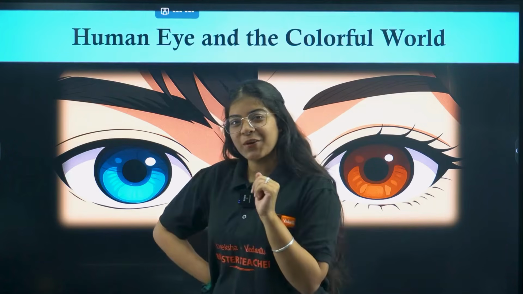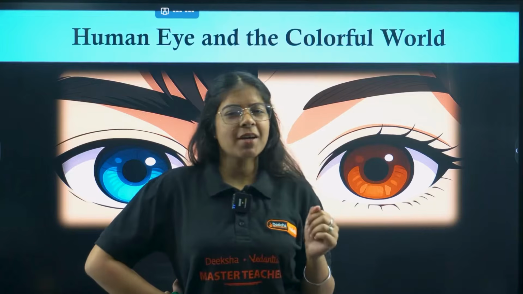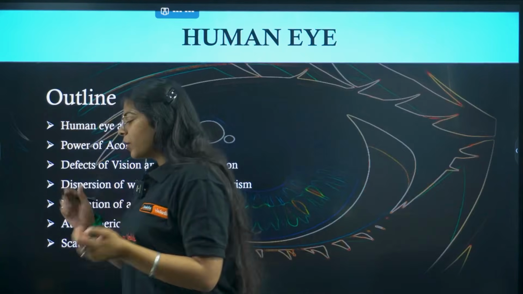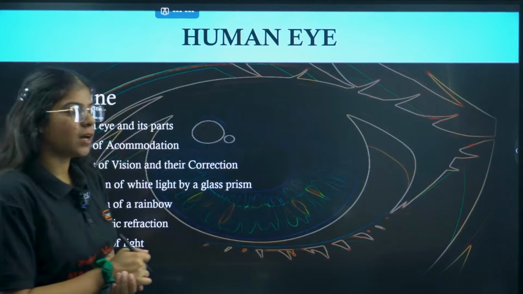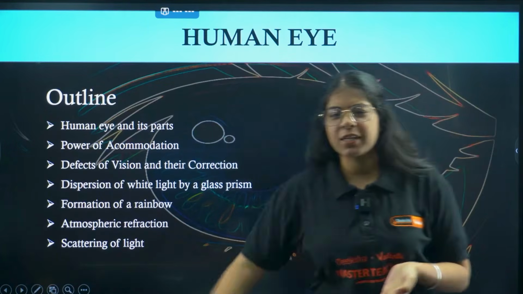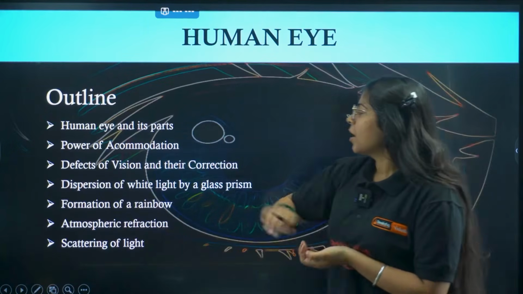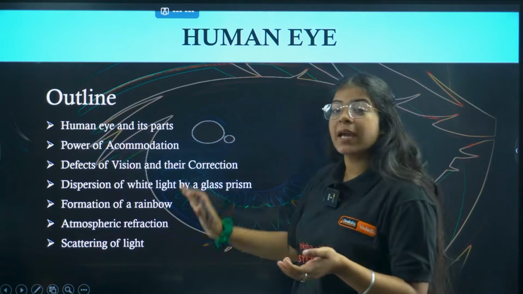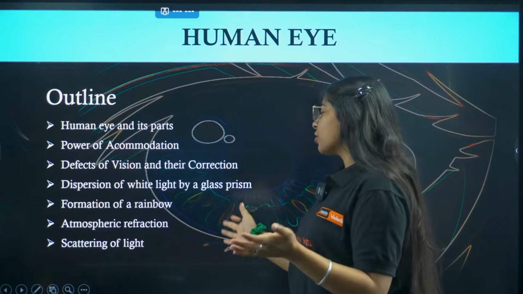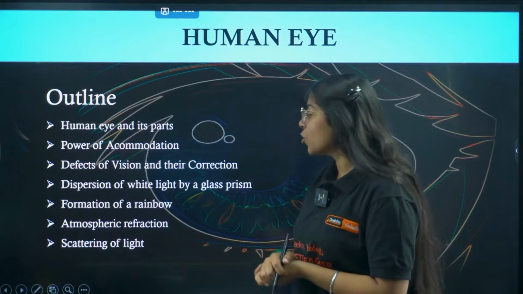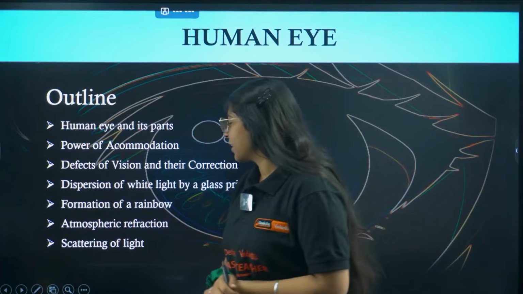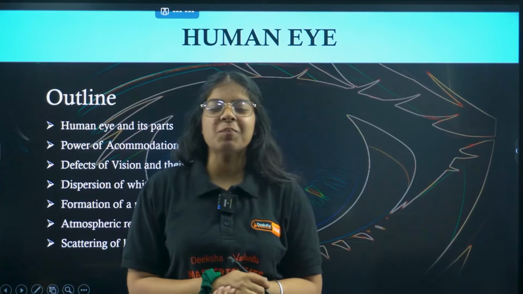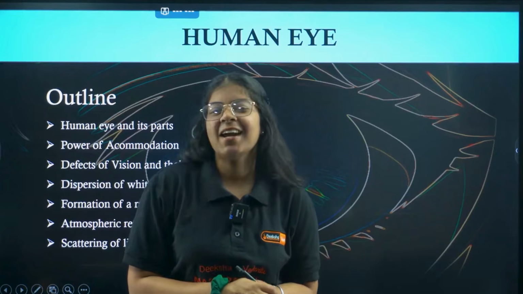This is what we are going to study in this chapter. It's not magic, it's our physics. Now, what we are going to study in this lecture will be our basic human eye and its parts, power of accommodation, a very important topic, defects of vision, again a very important topic, dispersion of white light, formation of rainbows, and atmospheric refraction and scattering of light. These are maybe some silly topics, but they give us those pretty skies.